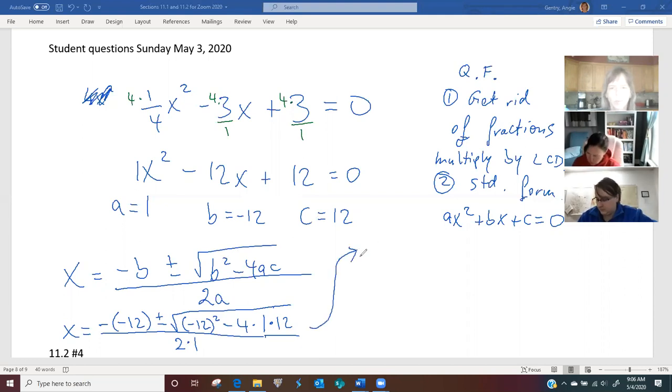And like I said, I hope I don't run out of room. Negative, negative is positive. Plus or minus stays. And then that thing underneath is a 144 minus 48.